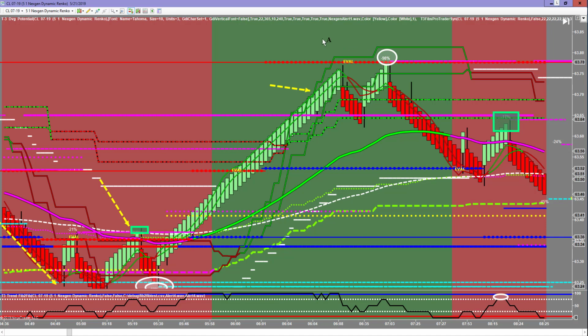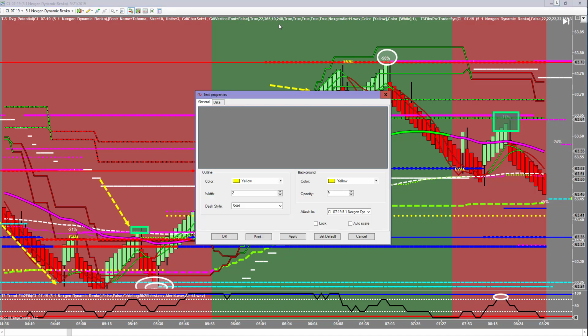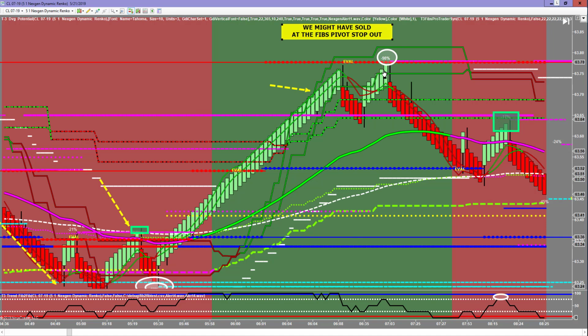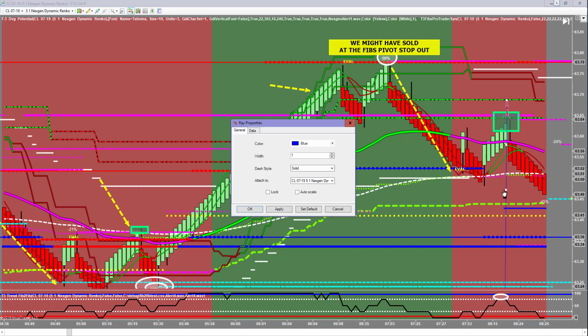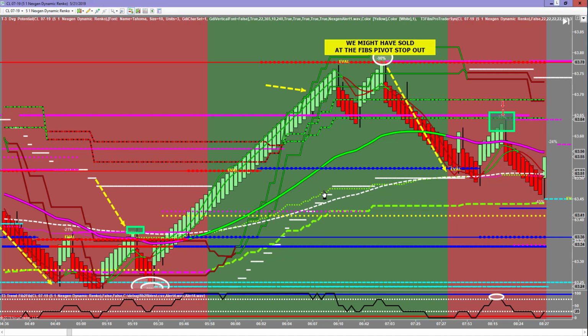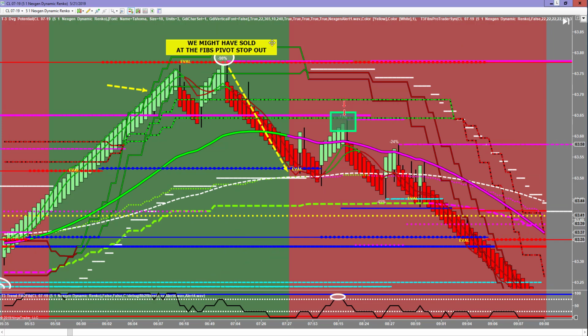And you also have to think about this too. We might have sold at the fibs pivot stop out, from the edge. So had you gone short here, which we're not talking about that trade today, but realistically that could have been good. And then you get a trend trade short right behind it, you really end up with the best of what we do. Again, we're not talking about pivot stop outs at the edges of fibs, but you can see it.